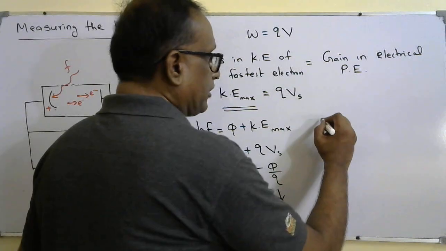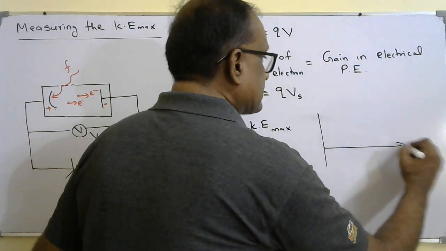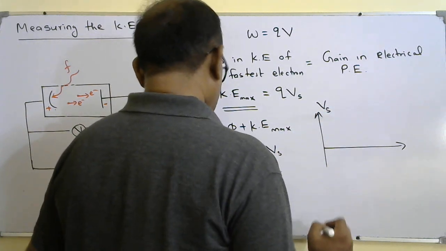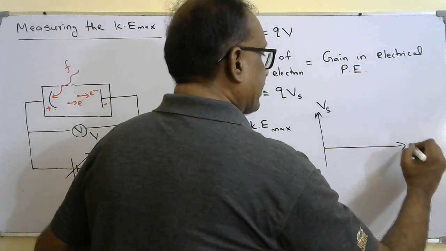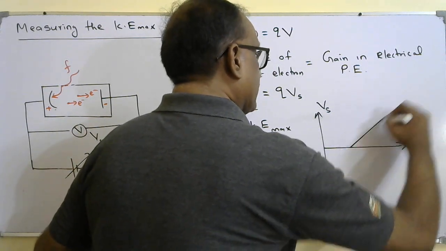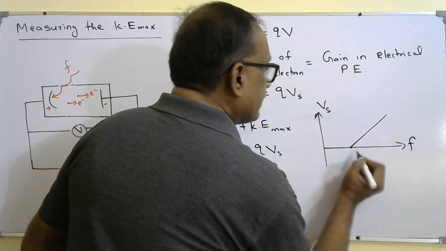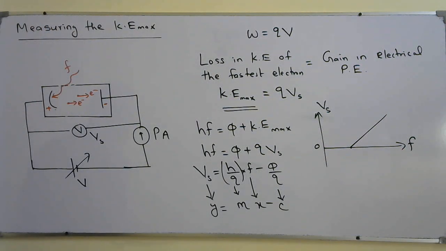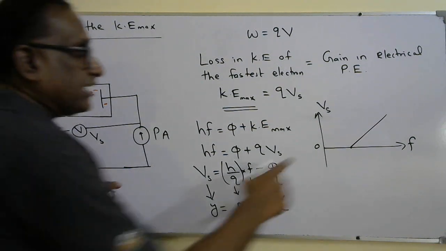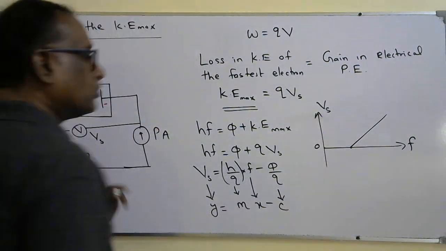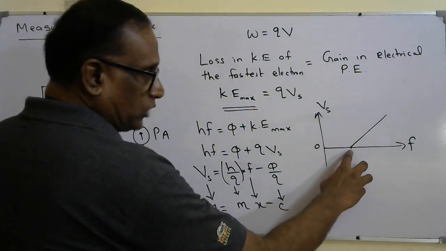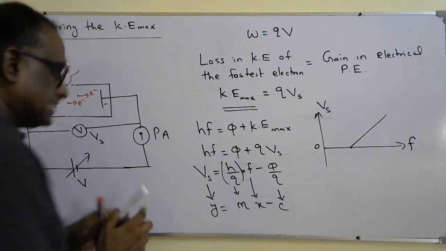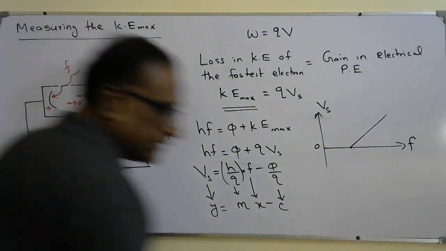So if you plot a graph, you will get a graph like this. Y-axis, stopping potential; x-axis, frequency. Then the graph will be a straight line, and where the graph intercepts the x-axis, that will be equal to the threshold frequency. How do I know that is equal to the threshold frequency? You know at this point Vs equals 0. Substitute Vs equals 0 and see what the value could be.